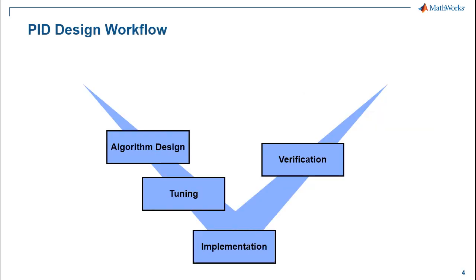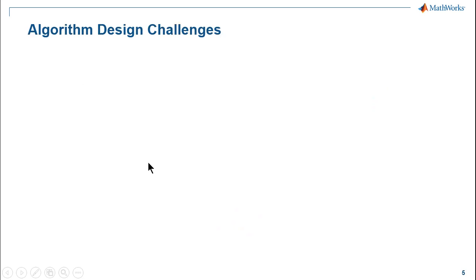So what I hope to show you is our answer to all these challenges, and to follow the challenges in a logical way, we'll follow this design V, where we'll go from left to right. We'll start with algorithm design. The challenge here is that you need to be able to specify different types of PID control easily, to find the best one that suits your needs.